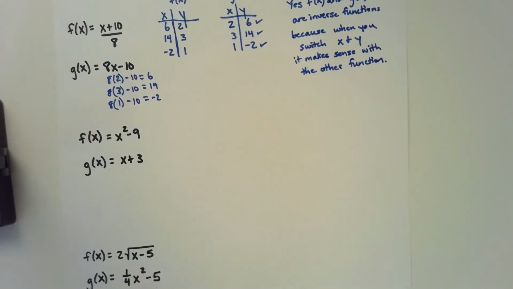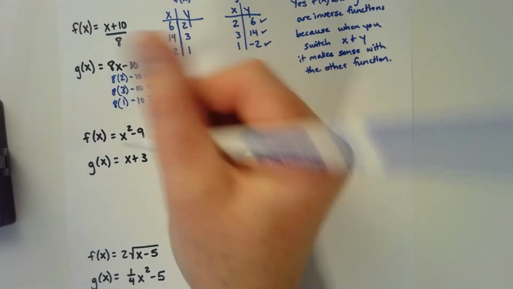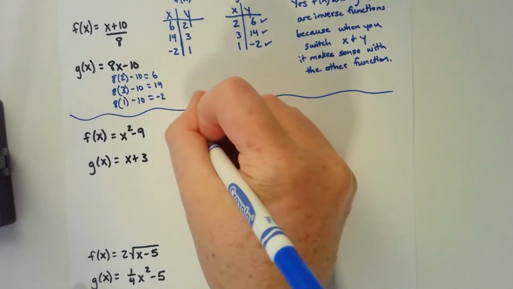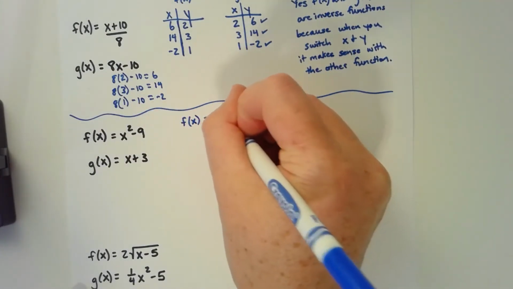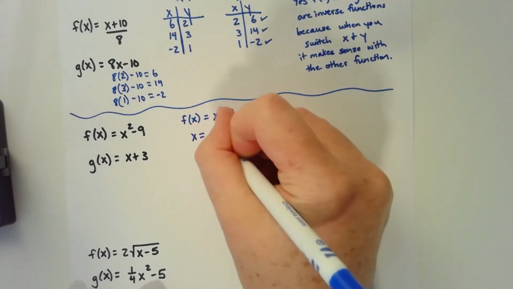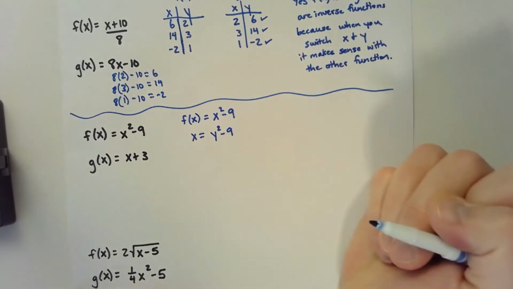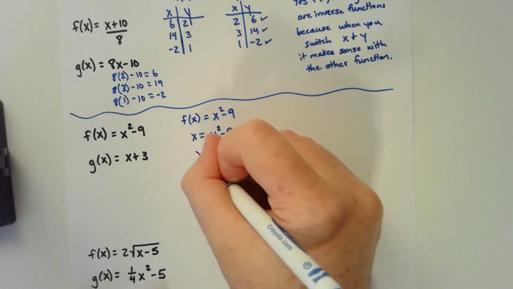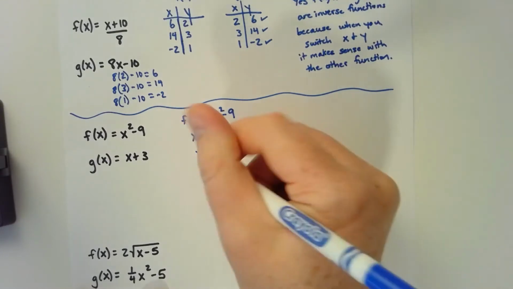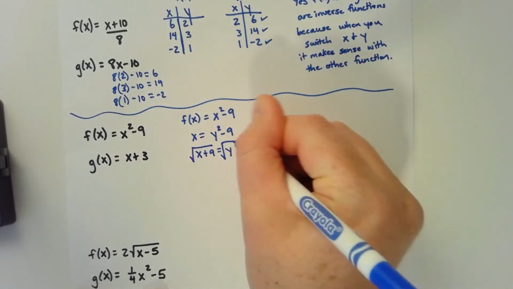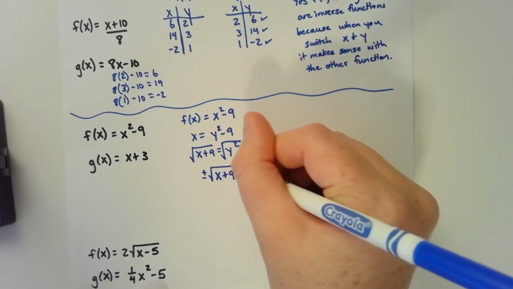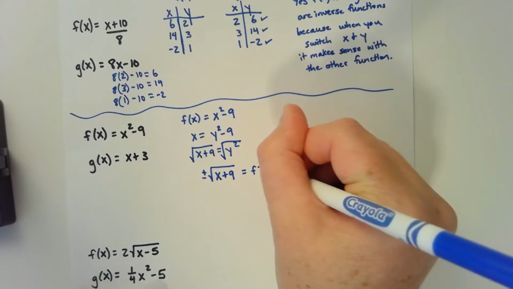f of x equals x squared minus 9 and g of x equals x plus 3. So if we were to take f of x, let's do this one a little differently, and we were to try to find the inverse of this. That means we switch x and y, and we solve for y. So if I add 9, I get x plus 9 equals y squared. But now I need to take the square root of both sides to get y by itself, so I end up with plus or minus the square root of x plus 9 is my inverse function.